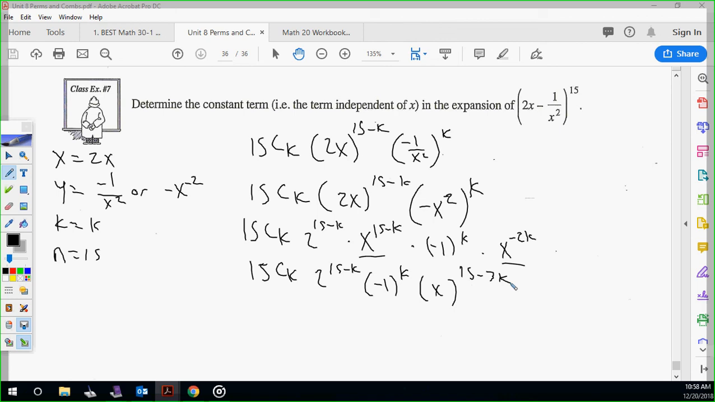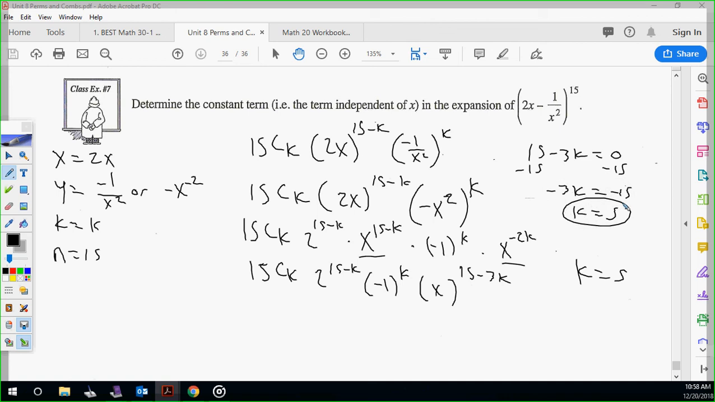No. X to what power would make your x go away? 0. Right, because it'd be a 1. So we want to solve for when that is 0 for k. 5, correct. So we want k equals 5. All that work was to figure out the k we wanted, because we want to figure out what exponent makes that go away. If you don't see where that came from, what you're doing is 15 minus 3k equals 0. You solve. K is 5. So k is the value we want, where the x's will go away.